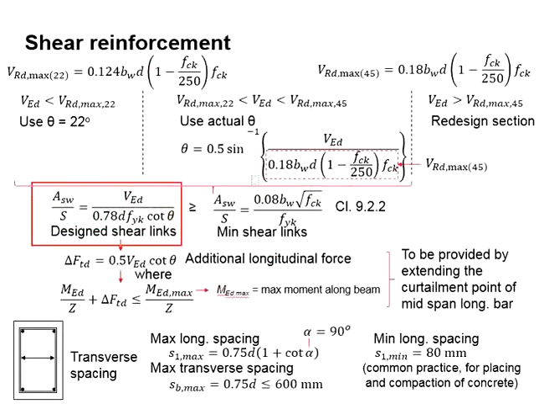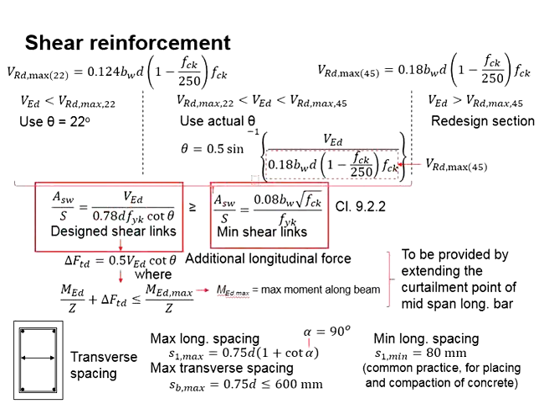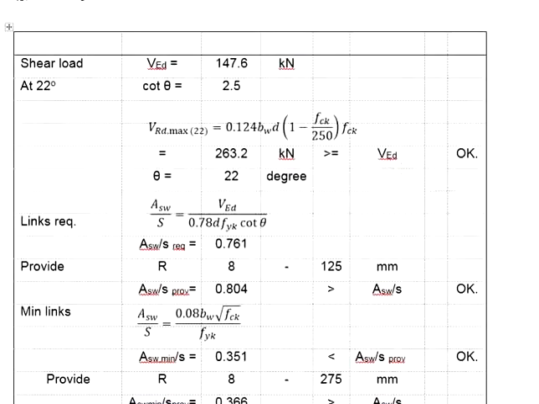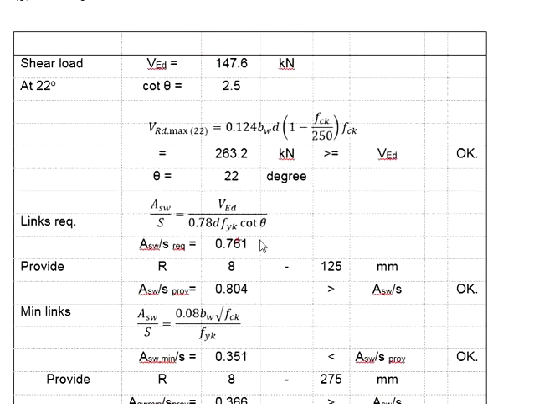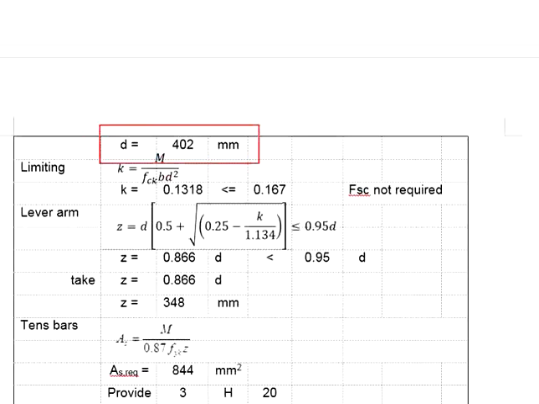Use these equations to design for the shear length, and then make sure the proposed shear length per spacing shall be greater than the minimum shear length. That means we're going to use these two equations. You know the VED, which is obtained from the shear force diagram, 147.6. d is the effective depth. We have calculated it earlier on, equal to 402 mm.